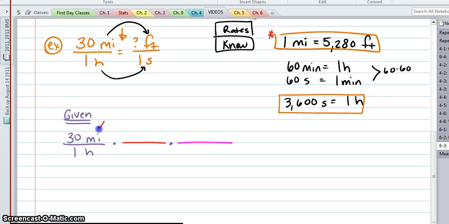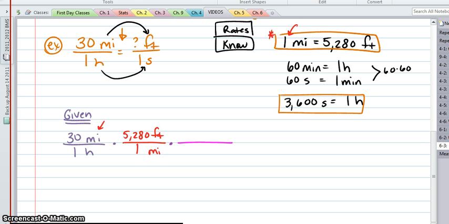So if I have 30 miles in the numerator and I want miles to cancel out, I have to put miles in the denominator. Well, what number's associated with miles? 1. I know that in 1 mile there are 5,280 feet. So that's how I will set up this rate.